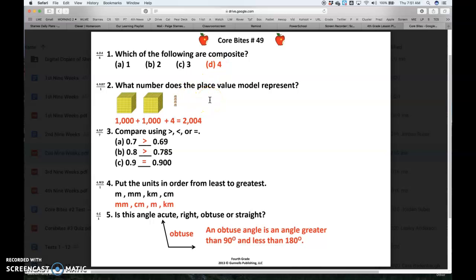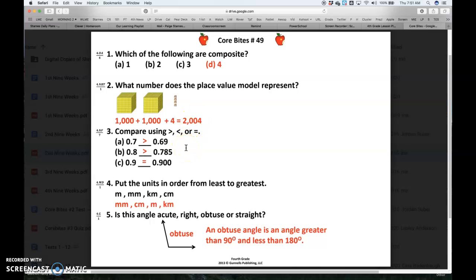For number 2, what number does the place value model represent? Each of these cubes is equal to 1,000. So you've got 1,000, 1,000, so that gives you 2,000, and then you have 4 ones, so that gives you 2,004. They're missing the tens, they're missing the hundreds. That's why those spots are zeros.